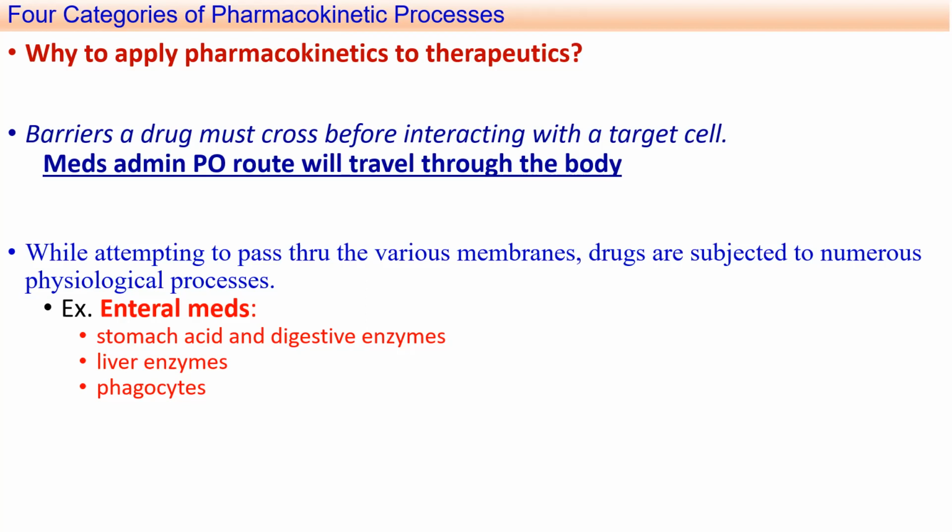While attempting to pass through the various membranes, drugs are subjected to numerous physiological processes. For example, with enteral medicines, stomach acid and digestive enzymes will break down the drug molecules. The liver enzymes may chemically change the drug molecule to a different form. The phagocytes may recognize the drugs as a foreign body and remove them from the body, or the immune response may be triggered.